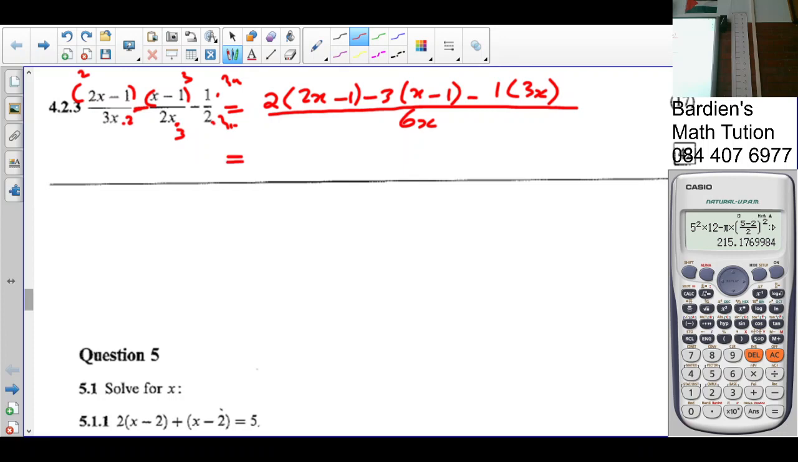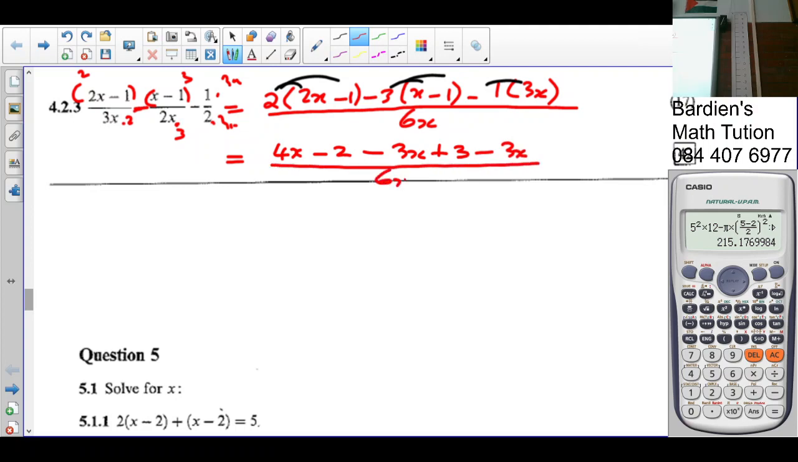So what do I do now? Get rid of the brackets, multiply in. So what do I get? 4x minus 2, minus 3x plus 3. How do you get 4? 3 times 1 is 3. Negative 1 times 3x? Negative 3x. And this is all over 6x.